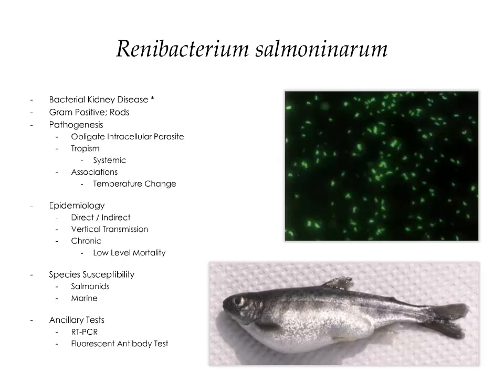In regards to epidemiology, transmission is either direct or indirect. Vertical transmission is also an issue. The disease is characterized by chronic infections with low levels of mortality. It's primarily a disease of salmonids in the marine environment. Ancillary testing includes real-time PCR and fluorescent antibody test. The image on the bottom right is an example of ascites resulting from renal failure.